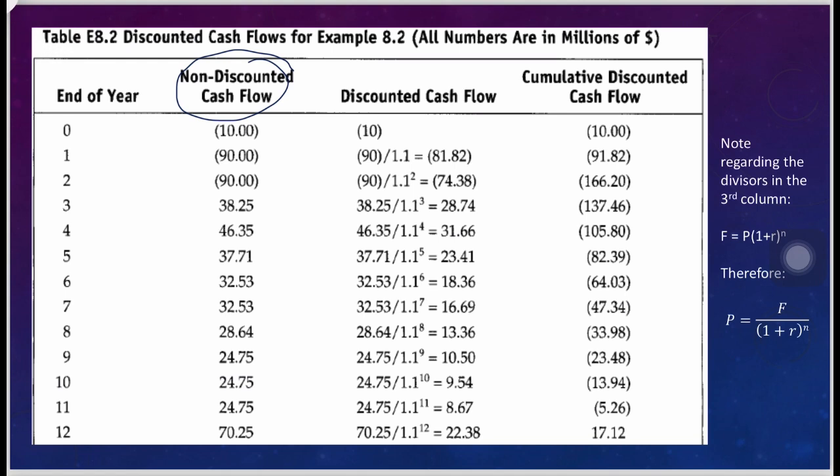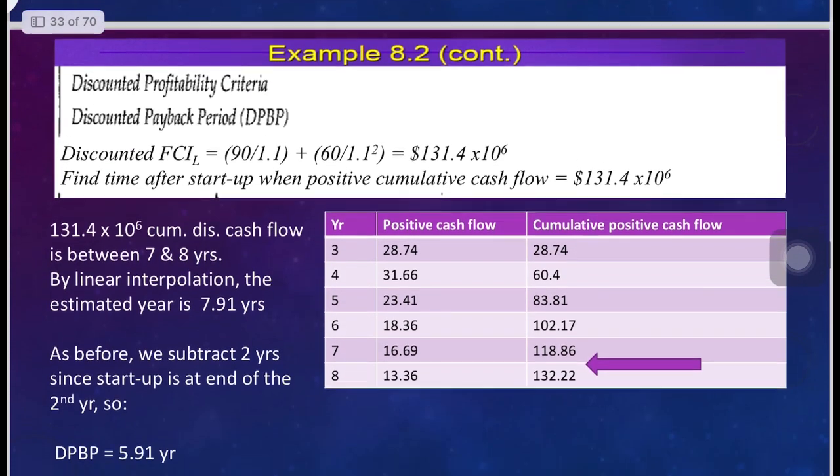Okay, so you have this formula, the present value from the future value. So you have F over (1 plus R) to the power of N. And then you now have your cumulative discounted cash flows.